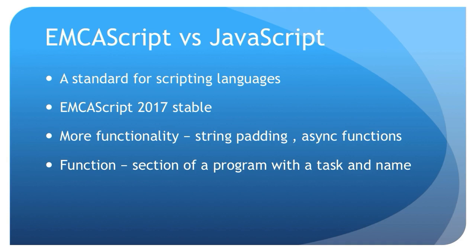We won't dwell a lot on these technical terms for the sake of our beginner developers. But a function in general is a section of a program that is used to perform a particular task, and it has a name. So you can use it if you want to repeat a sequence of tasks or to do a lot more like return values.